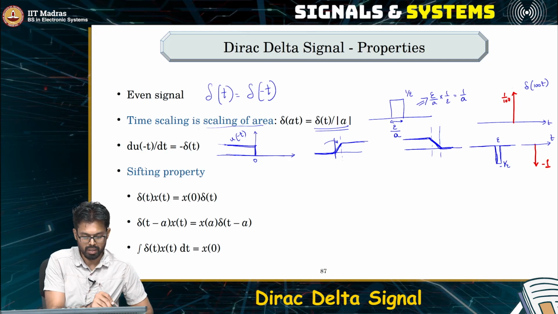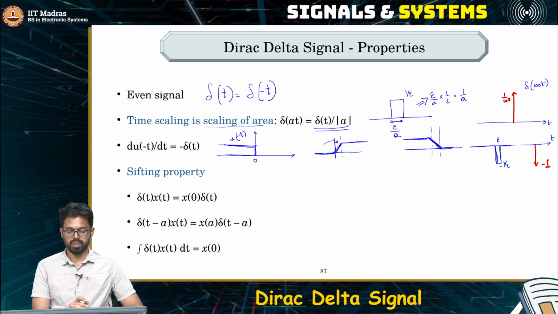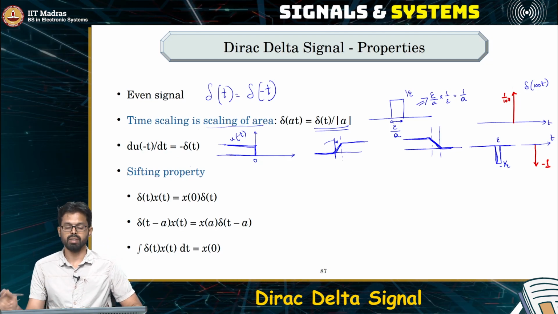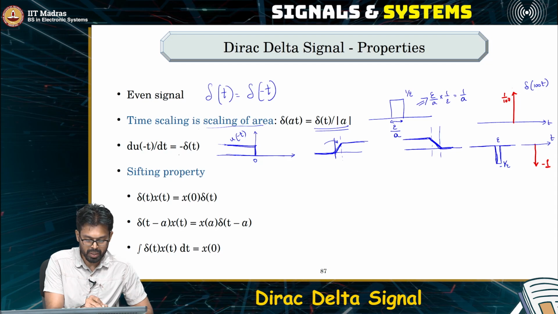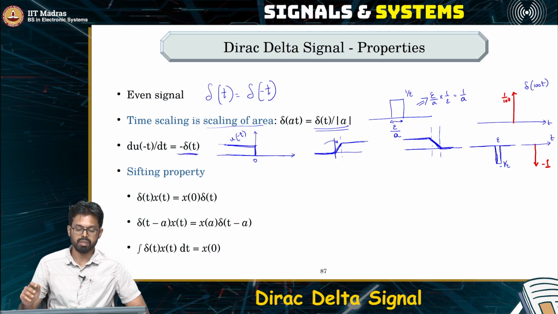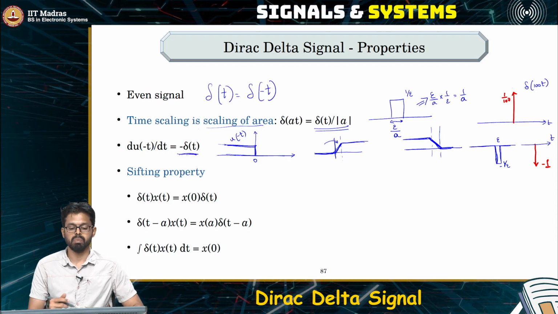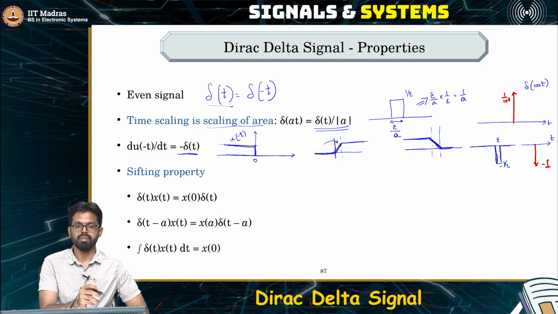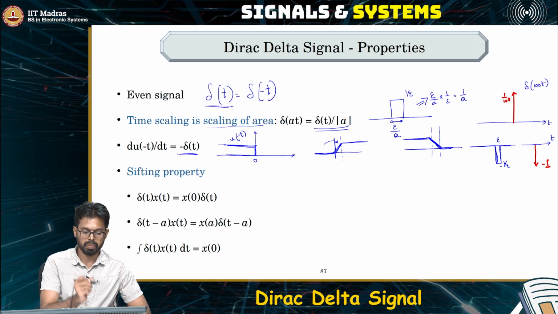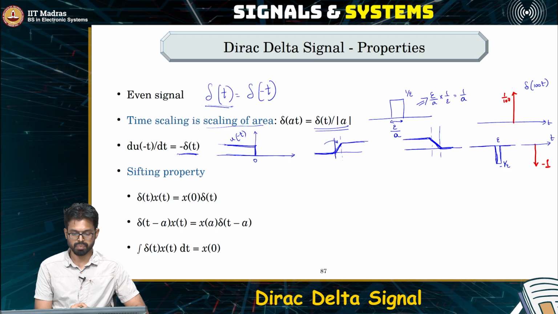So we'll say that the derivative of a function which is falling or reducing instantaneously is given by the negative Dirac delta function. If it is increasing instantaneously, it is given by the positive delta function. If it is reducing instantaneously, it is given by the negative, that is minus of delta of t.